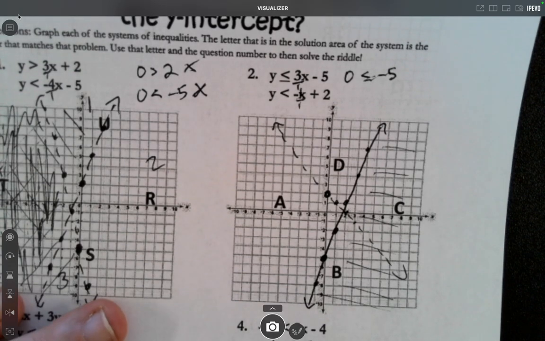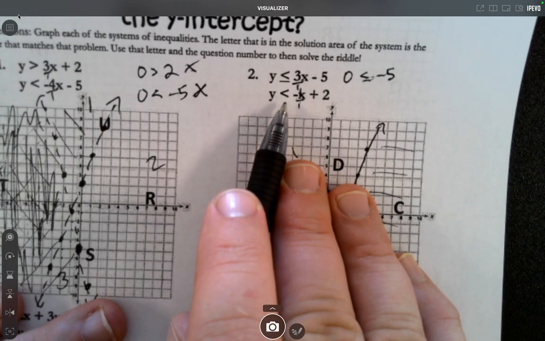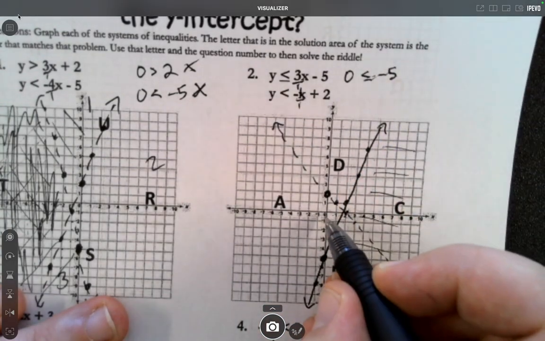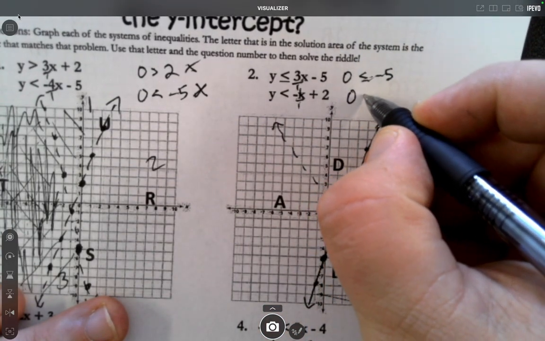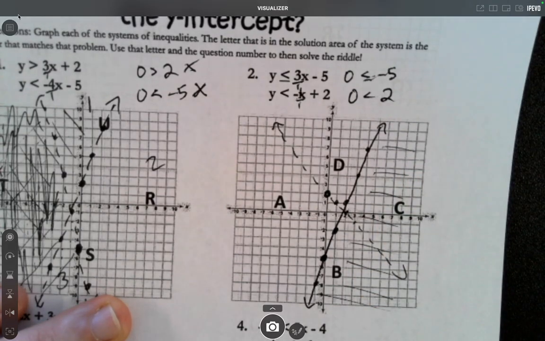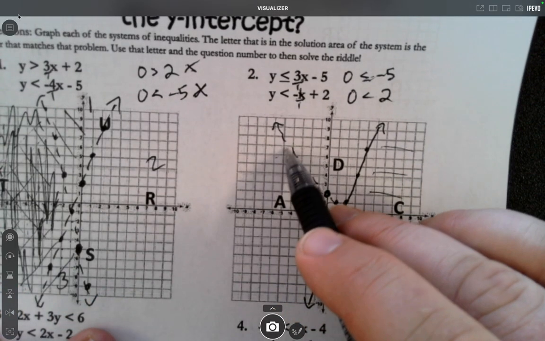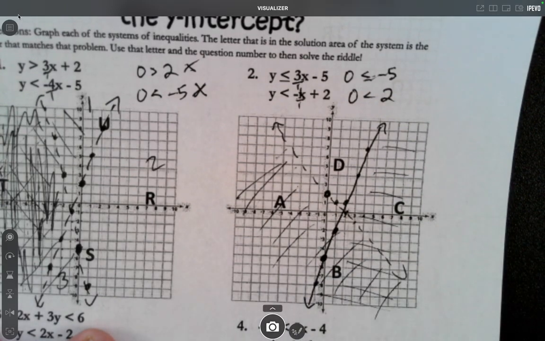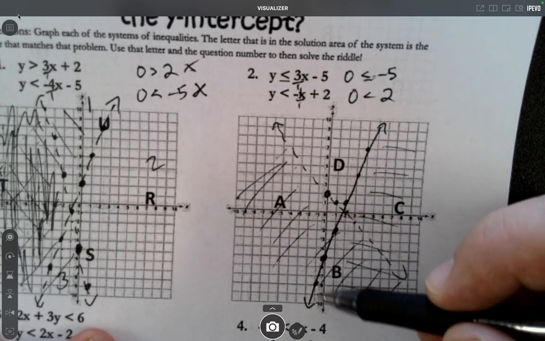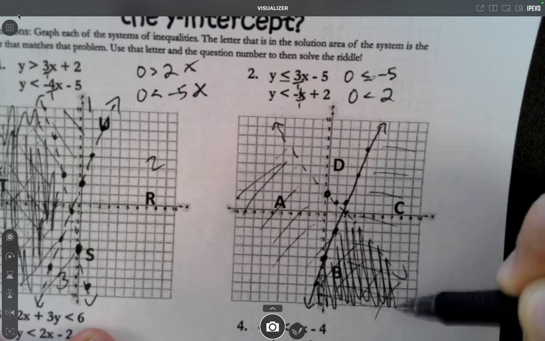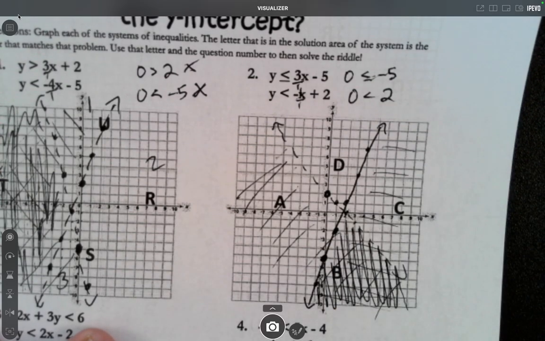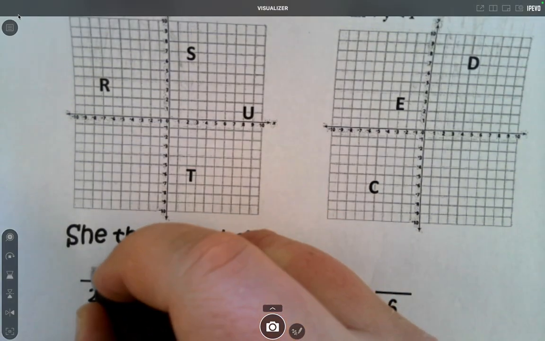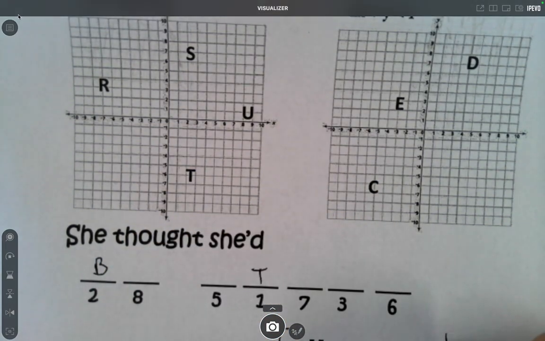So now they look at the dotted line. Again, it was dotted because we did not have an or equal to. I'll plug in 0, 0, which would be below the line. 0 is less than 2. That one is true. So I want to shade this direction on this line. So where the two of them overlap is in this bottom section. That's where it's true for both of them. So that puts B as the correct answer for number 2. So we'll put a B there and there.